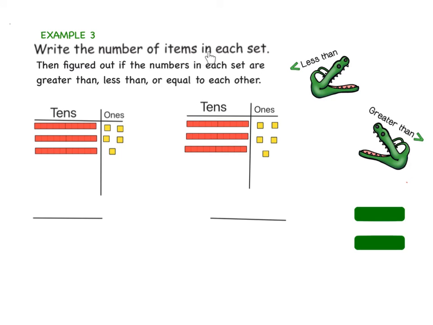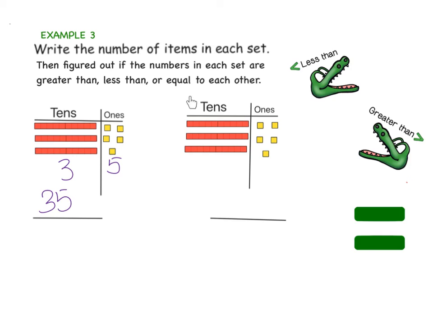Here we have our last example. Write the number of items in each set. Then figure out if the numbers in each set are greater than, less than, or equal to each other. For our first set, a place value chart with 1, 2, 3. 3 groups of 10. And then in our ones section, we have 1, 2, 3, 4, and 5, coming out to the number 35.